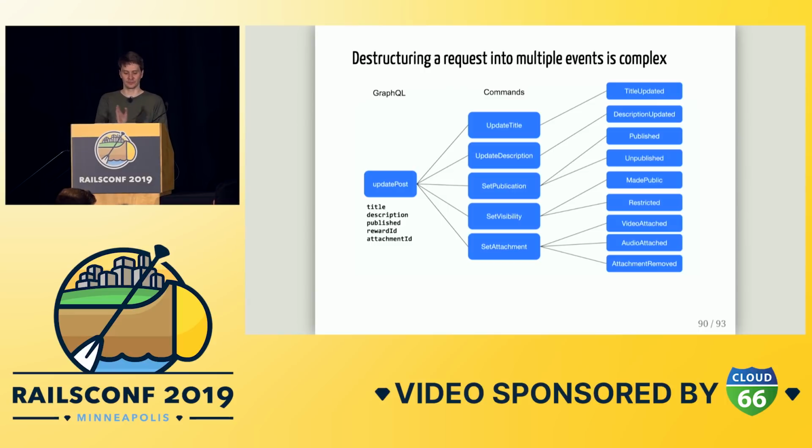And so here you can see how this one request is dispatched into 5 commands, and then those 5 commands in turn might or might not generate different events. And that's, in my opinion, one of the most complex parts in our code base.